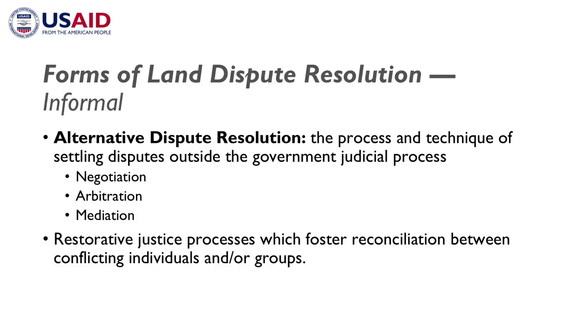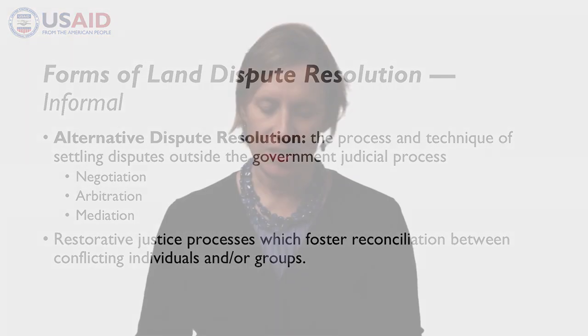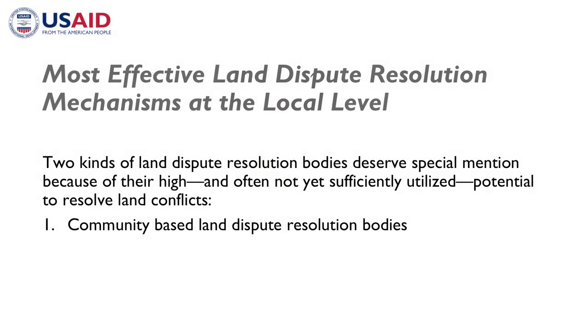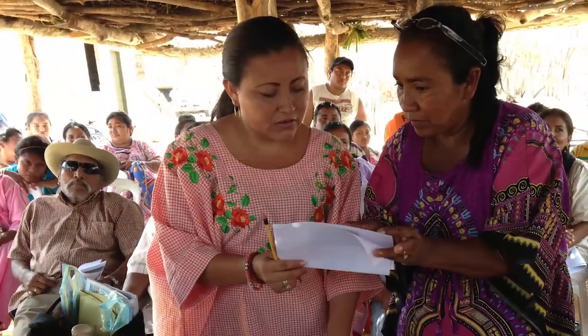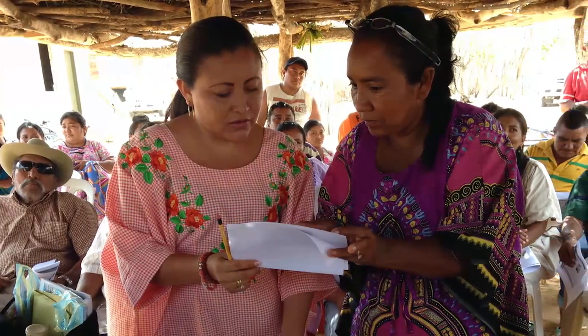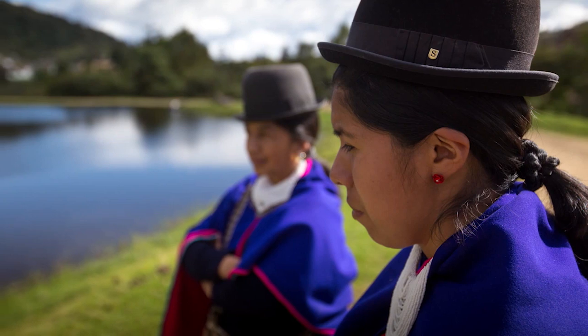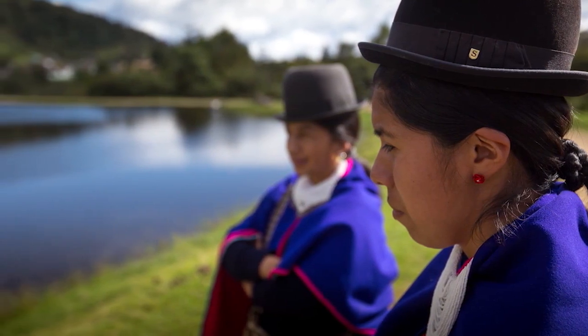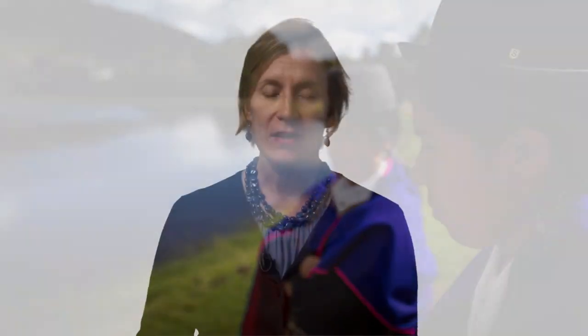Two kinds of land dispute resolution bodies deserve special attention because of their high and not sufficiently recognized potential to resolve local land disputes. The first are community-based land dispute resolution bodies, and we can see this in the case of Colombia through the Tierras program. Tierras has empowered particularly women with functions of hearing land cases, mediating land disputes, and also assisting in registering land plots.